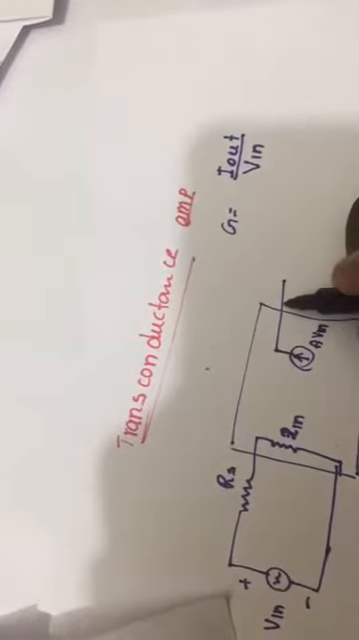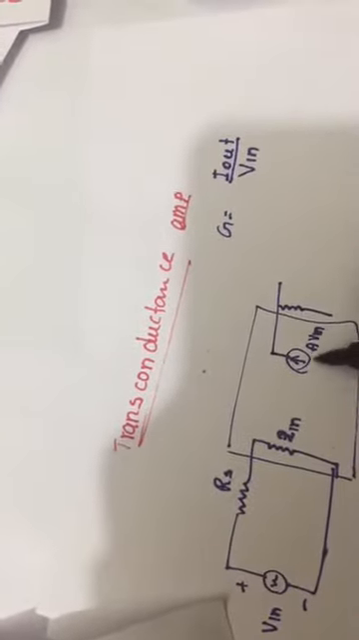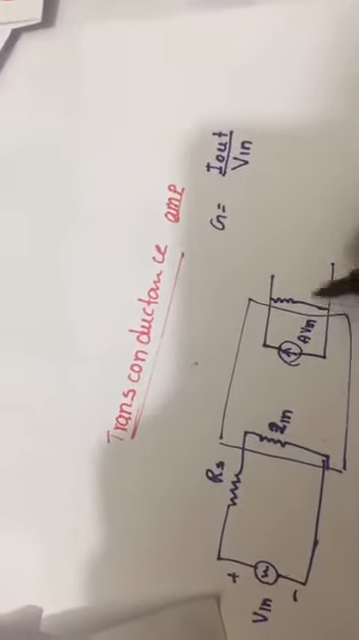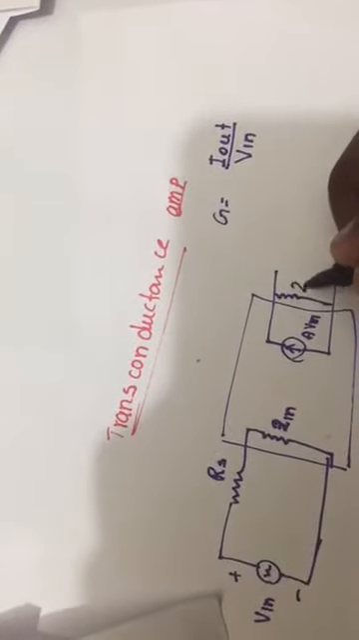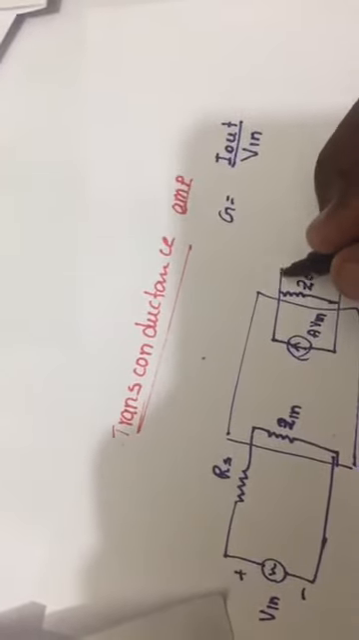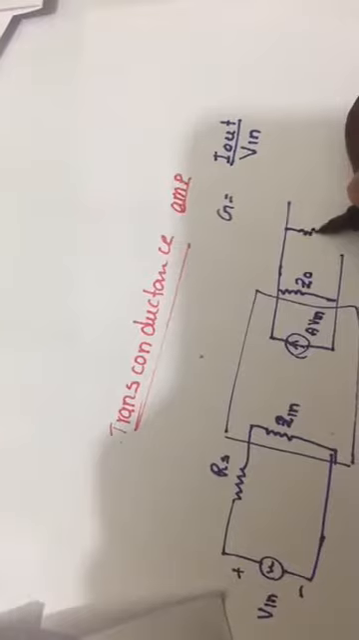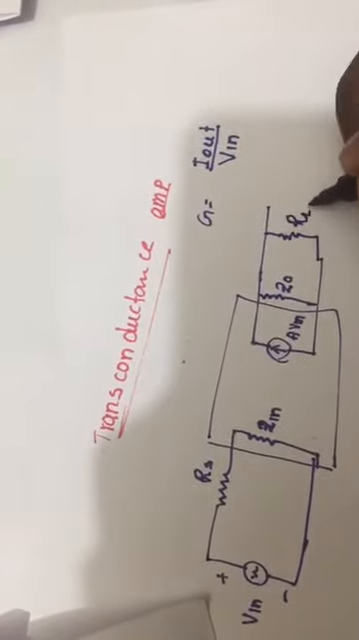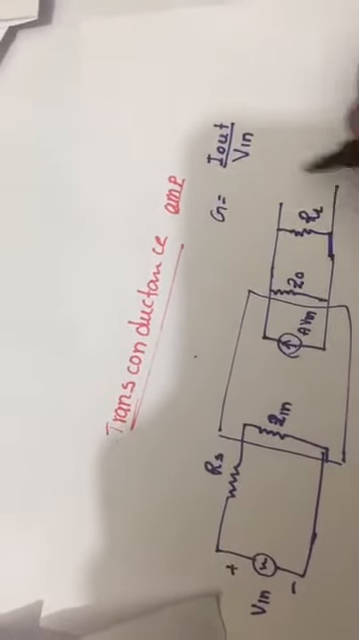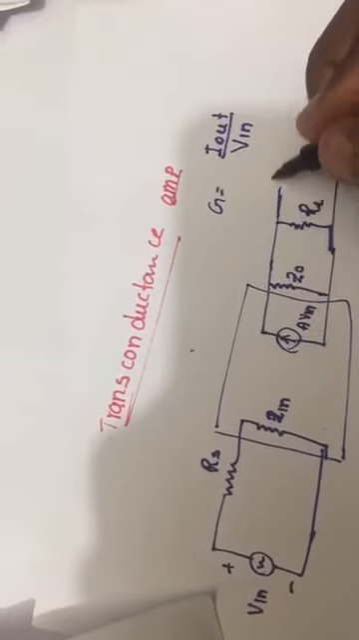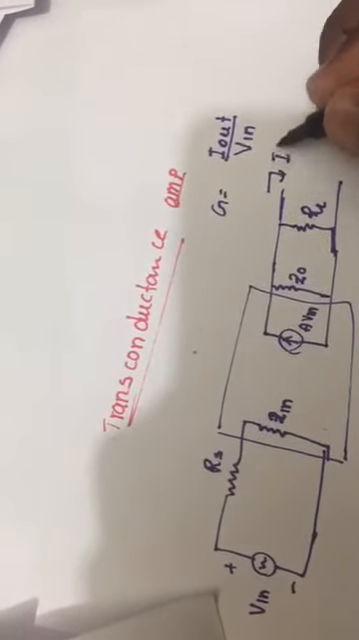This will be our circuit. This will be our Z output, and likewise we have R in here. This R we can simply call RL. And this will be our I output.